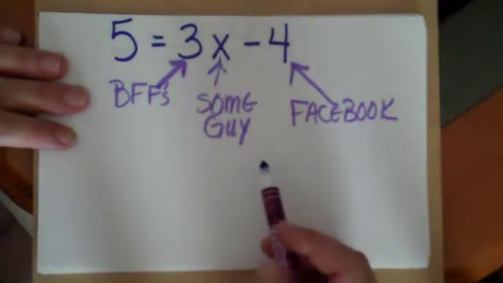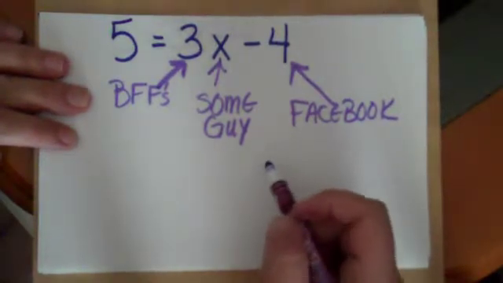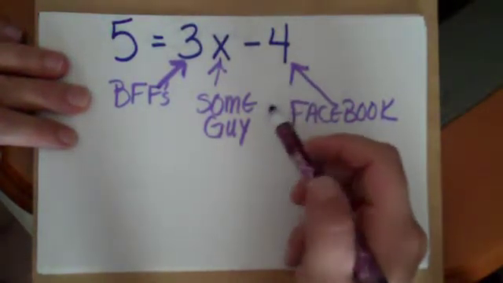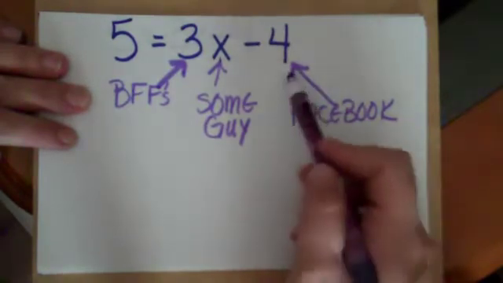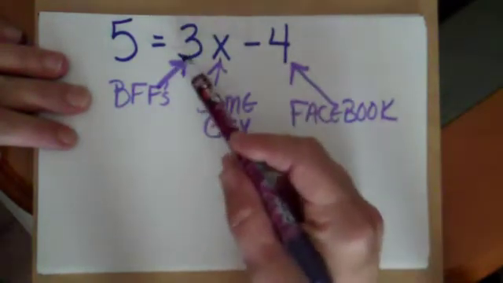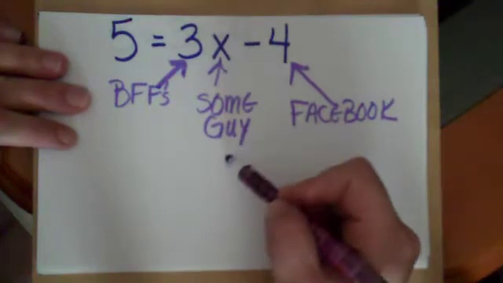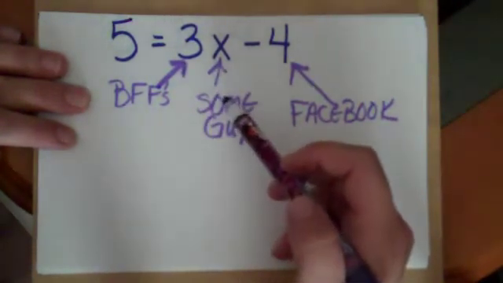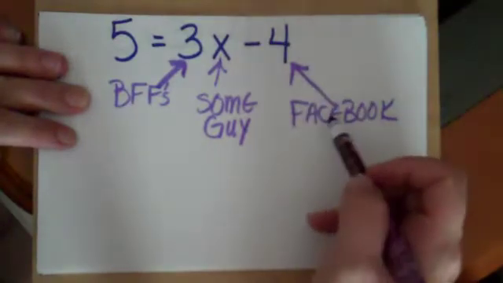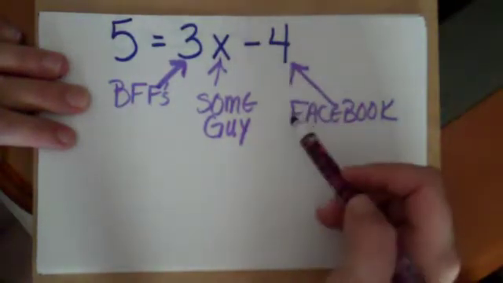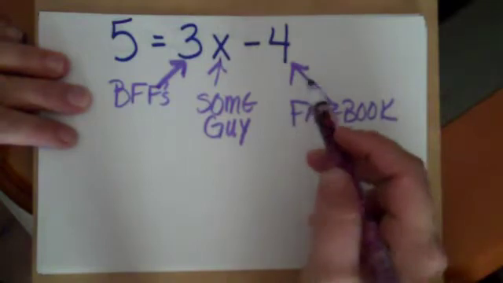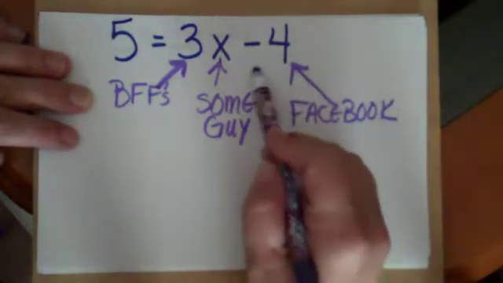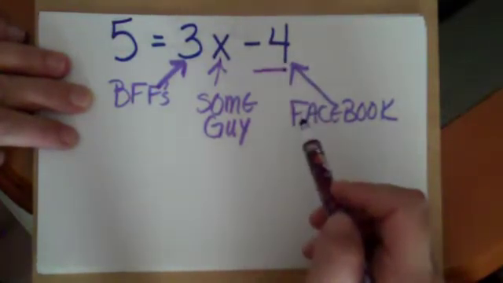At the end of the night, when the party's over and everyone's going home, who's going to leave first? Well, the Facebook friends, right? His BFFs, they're going to hang out. They're going to help him clean up. They'll eventually leave, but they're going to stay around a little while longer. The Facebook friends, on the other hand, are the first ones out the door. So, when we're solving an equation, the Facebook friends are the first ones we get rid of.